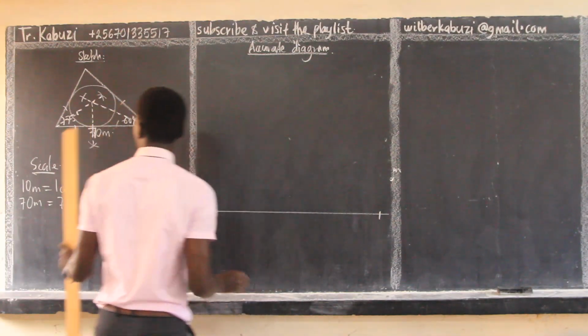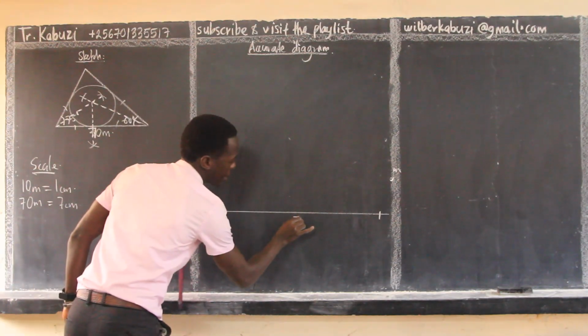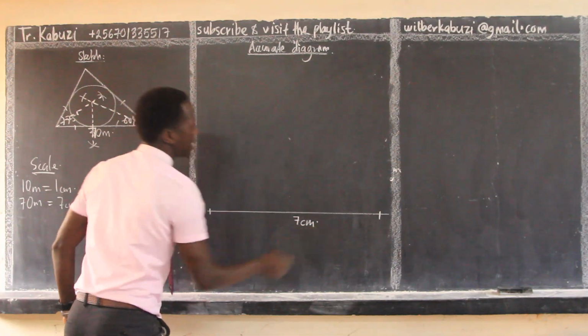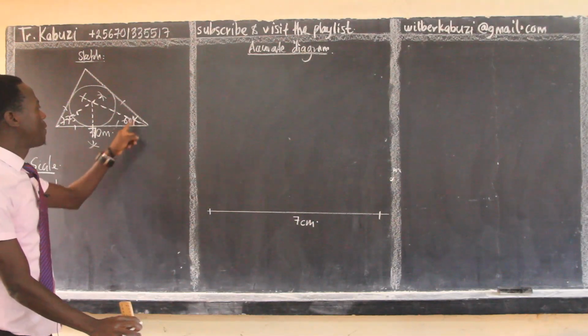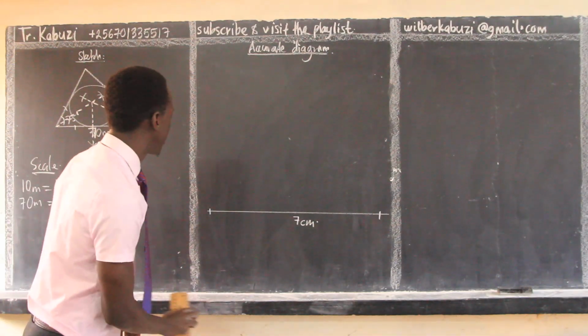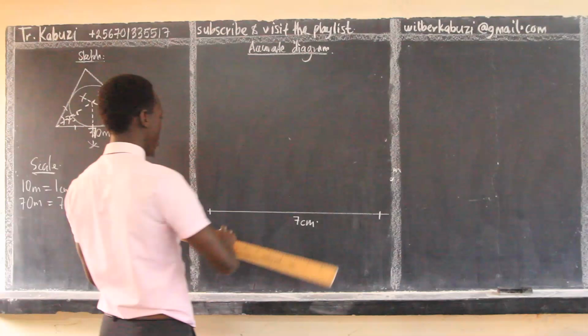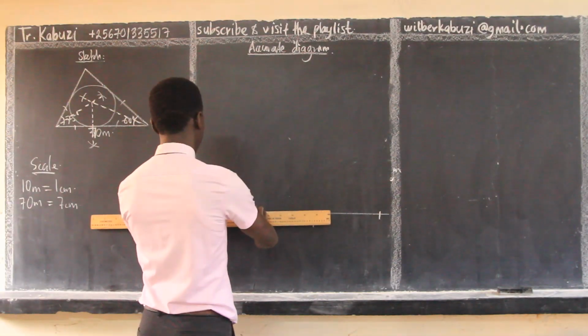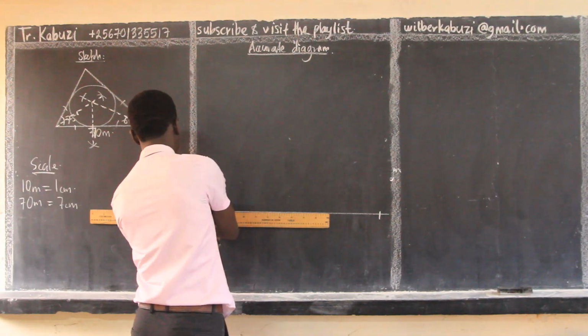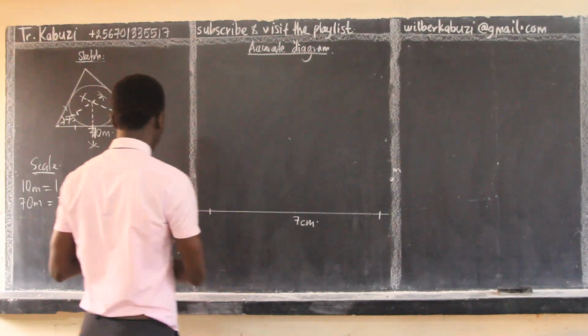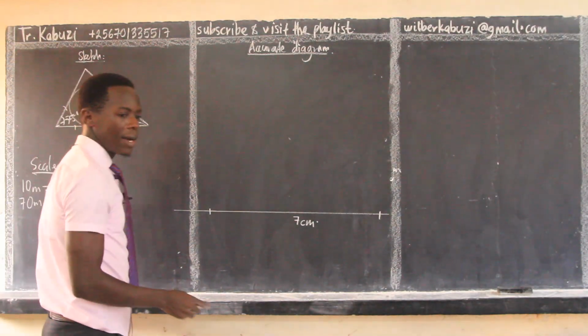Okay, but remember on our scale, these are 7 centimeters. Now from there, I have to construct 75 and I have to construct 60 on these two points here. So it's better I first make this one a bit longer because of what I'm going to construct there. So we can start by constructing our 70.